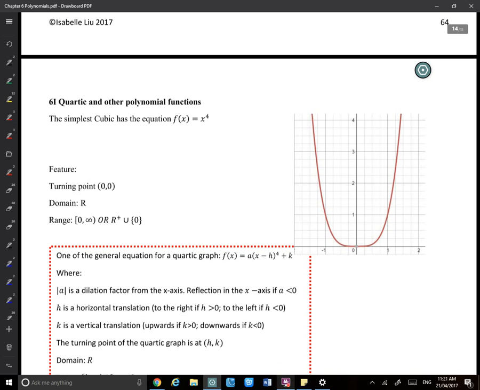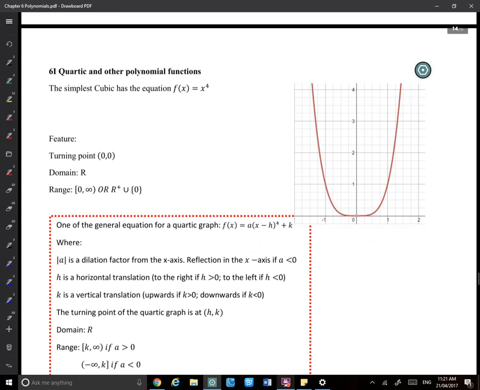Exercise, okay, is quartic and other polynomials. So I don't think it's actually a new thing. It's just a little bit of extension after cubic. So it's exactly doing the same thing for quartic compared to cubic.